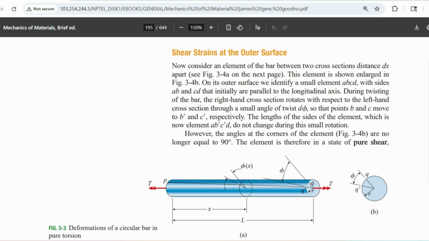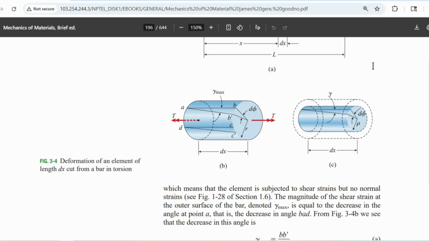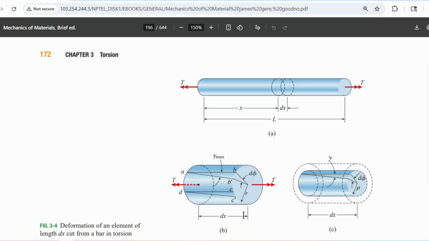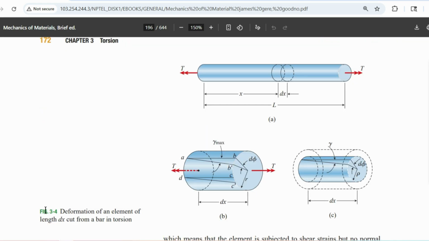So now consider an element of the bar between two of these cross sections. Let's reread this. Now consider an element of the bar between two cross sections, distance dx apart. I just don't like the way they wrote it. Anyway, so this is figure 3.4a. We have something to read right here.